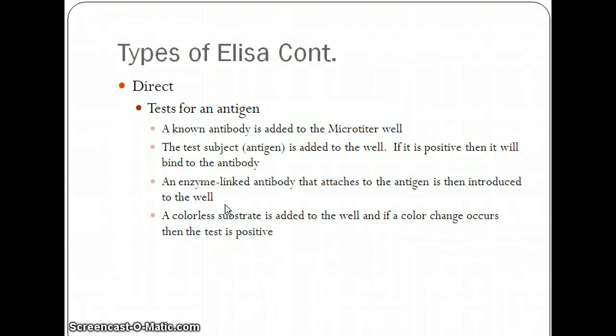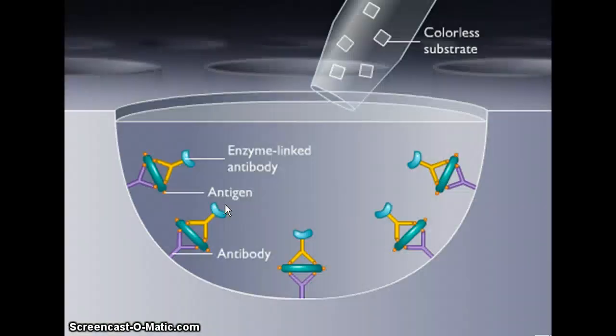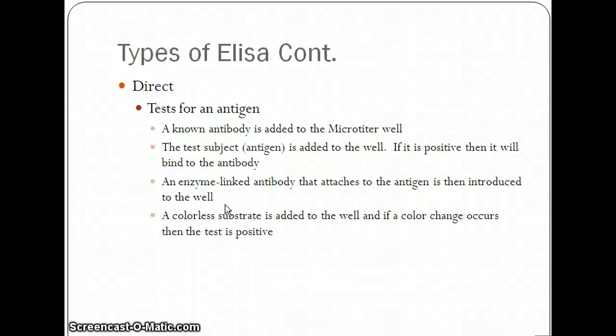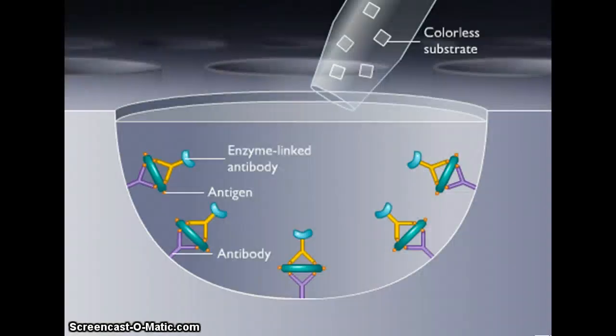This is the direct test for antigens. A known antibody is added to the microtiter well. The test subject, which is the antigen, is added to the well. If it's positive, it binds to the antibody. Then an enzyme-linked antibody that attaches to the antigen is introduced to the well, and then a colorless substrate is added. If a color change occurs, the test is positive. You've got the enzyme-linked antibody, with the antigen in the middle, like a sandwich.